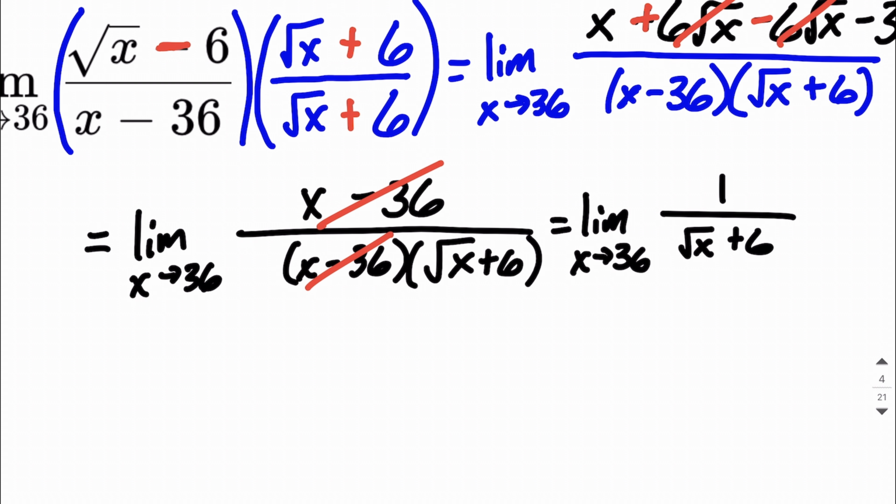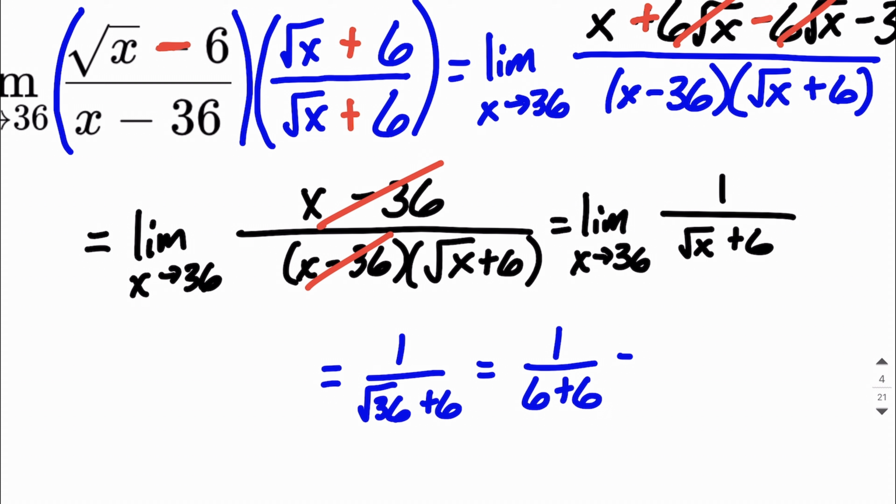All right, at this point, we can wrap it up by, again, substituting that 36 back in where the x is, and simplifying that the square root of 36 is going to be 6, plus 6 in our denominator, or 1/12 as our overall result.